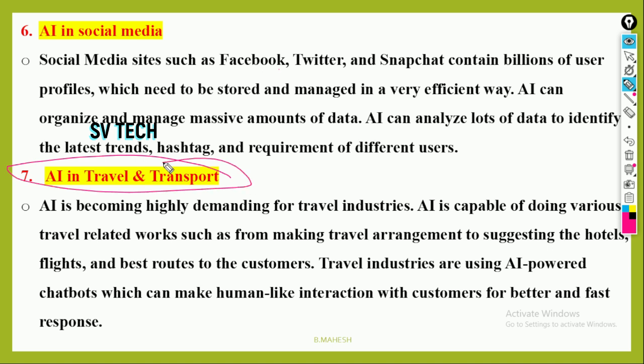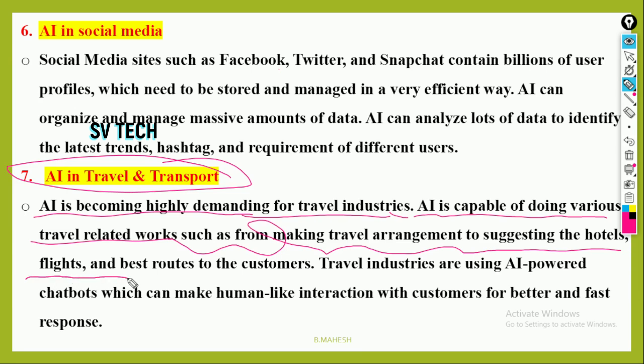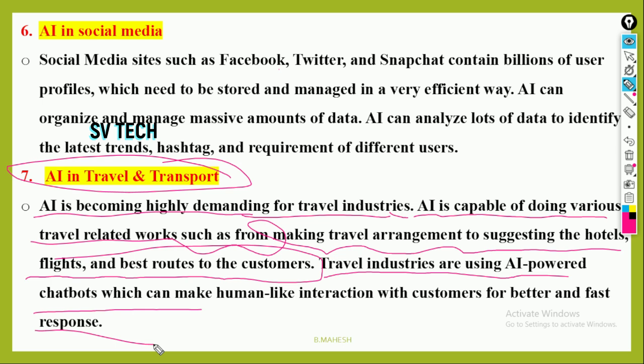AI in travel and transport. AI is becoming highly in demand for travel industries. AI is capable of doing various travel-related work, from making travel arrangements to suggesting hotels, flights, and the best routes to customers. So AI is suggesting the best hotels, flights, and routes to the customer and arranging everything. Travel industries are using AI-powered chatbots which can interact in a human-like way with customers for better and faster responses.